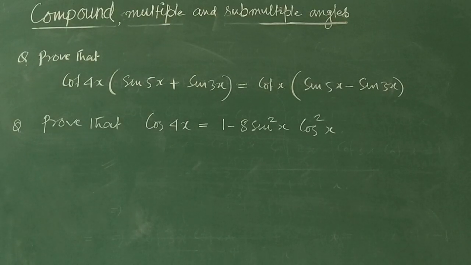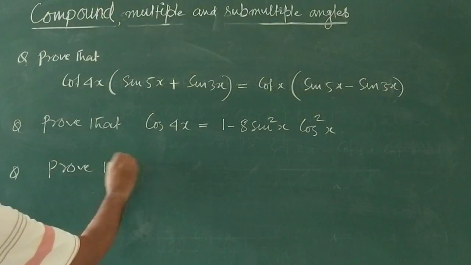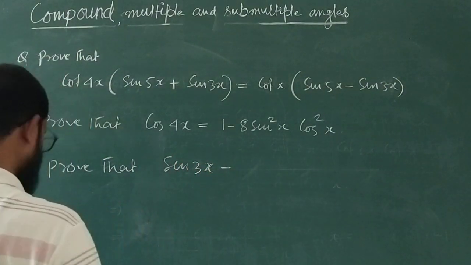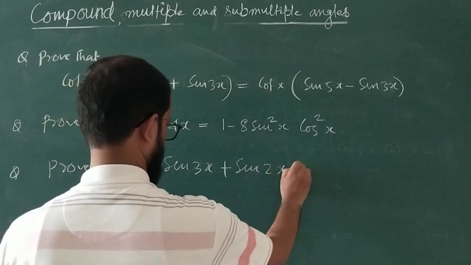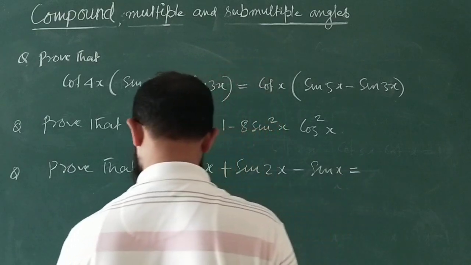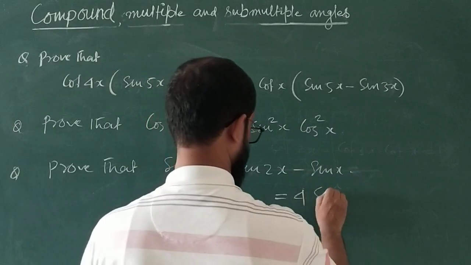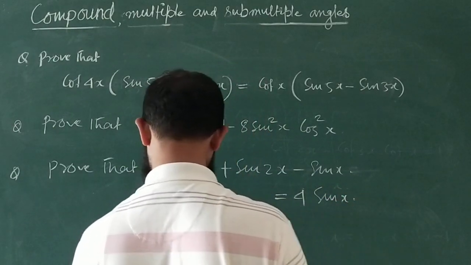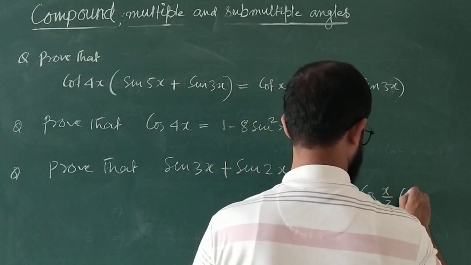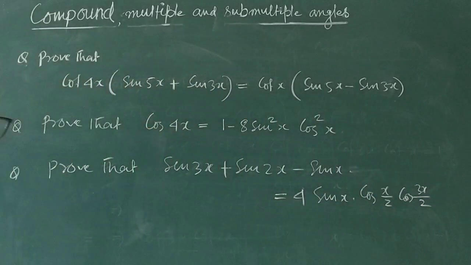Next question: prove that sin 3x plus sin 2x minus sin x equal to 4 sin x into cos x by 2 into cos 3x by 2. Okay, solve this particular question.